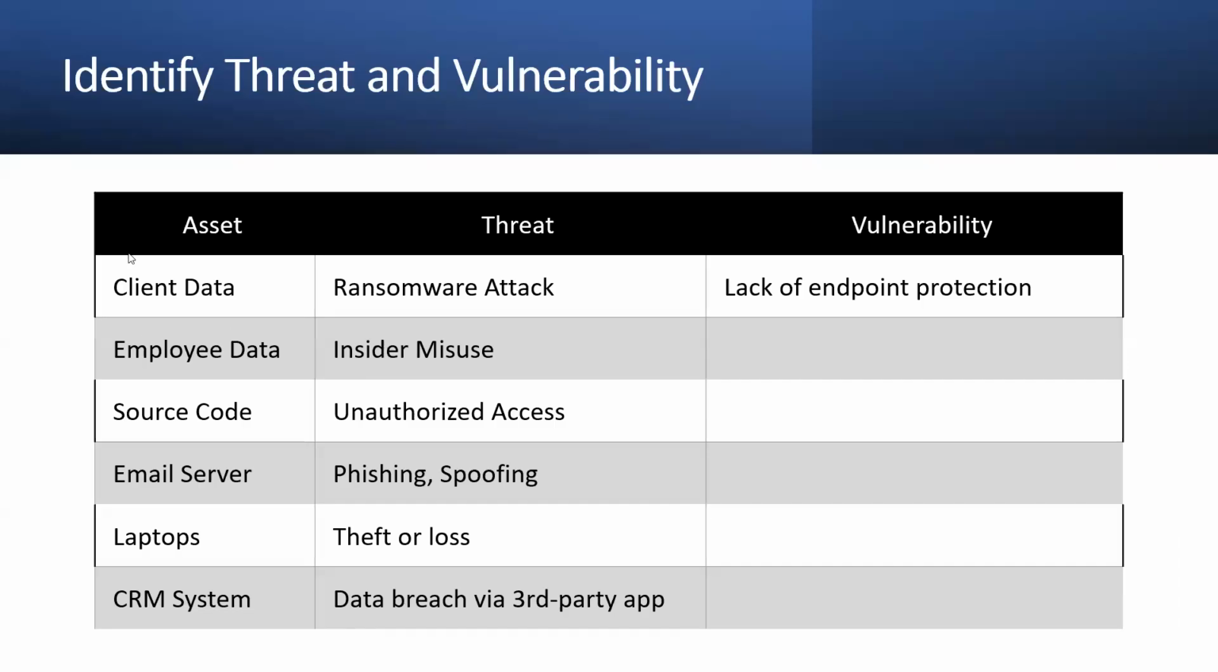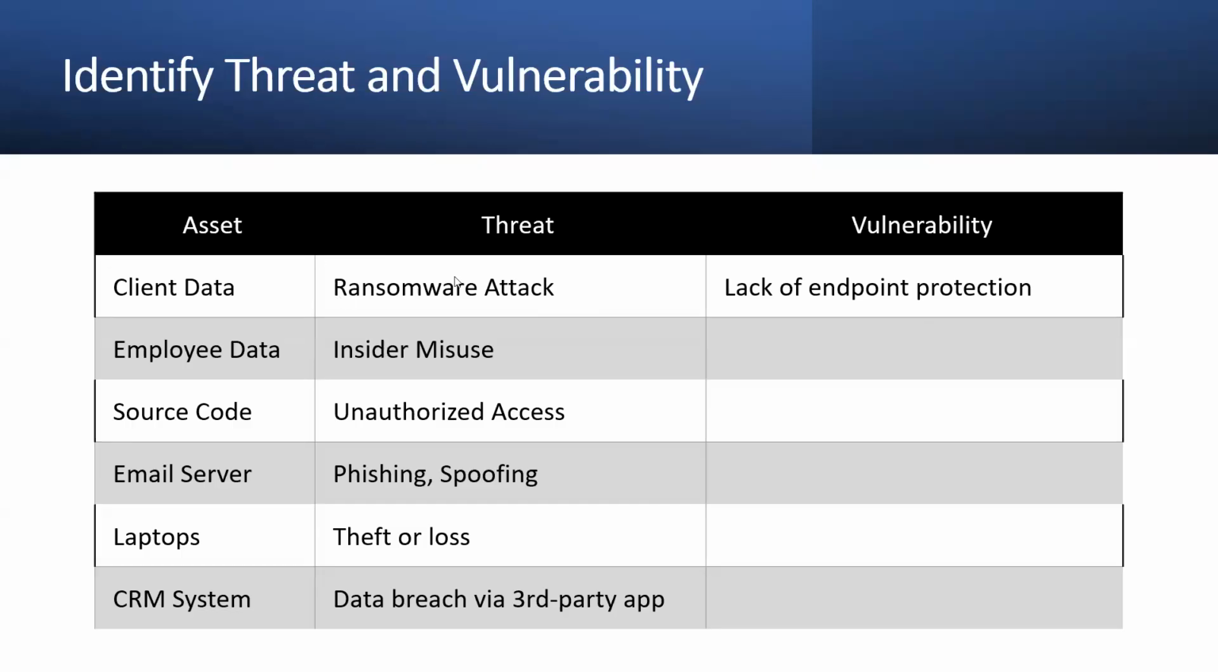So you are going to test that asset. We found a possibility that there will be a ransomware attack on the client data. The vulnerability is a lack of encryption protection. There is also a lack of endpoint protection, due to which a ransomware attack may happen, which is going to impact my client data. So like this, you are going to connect the dots.